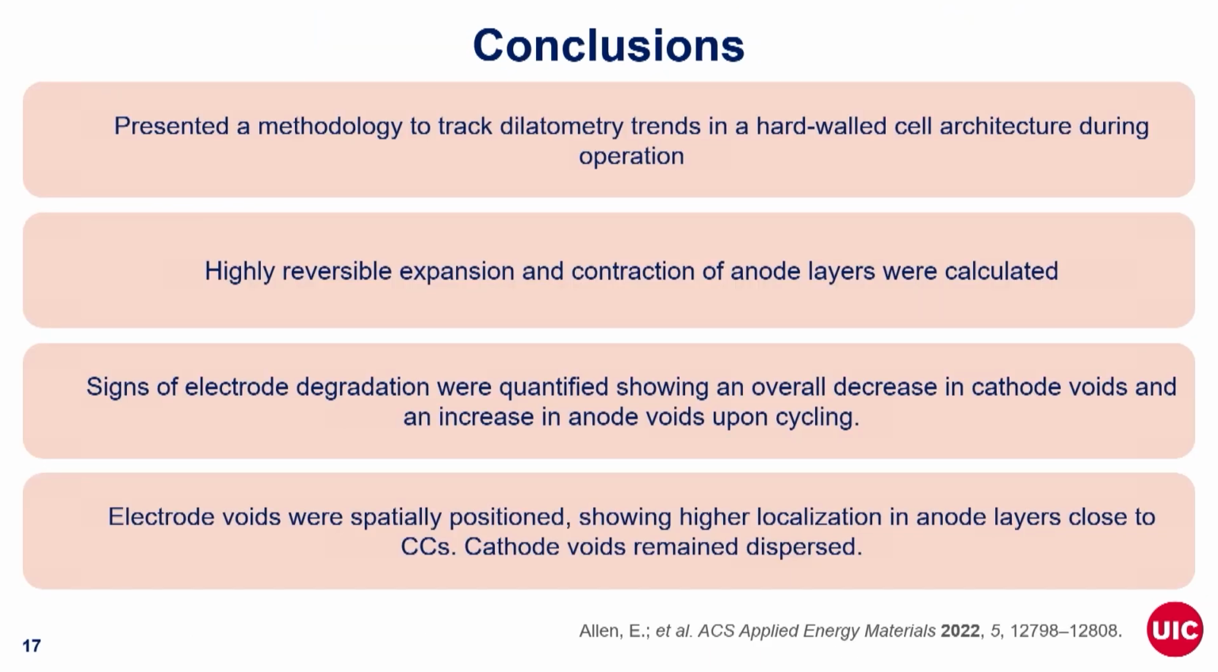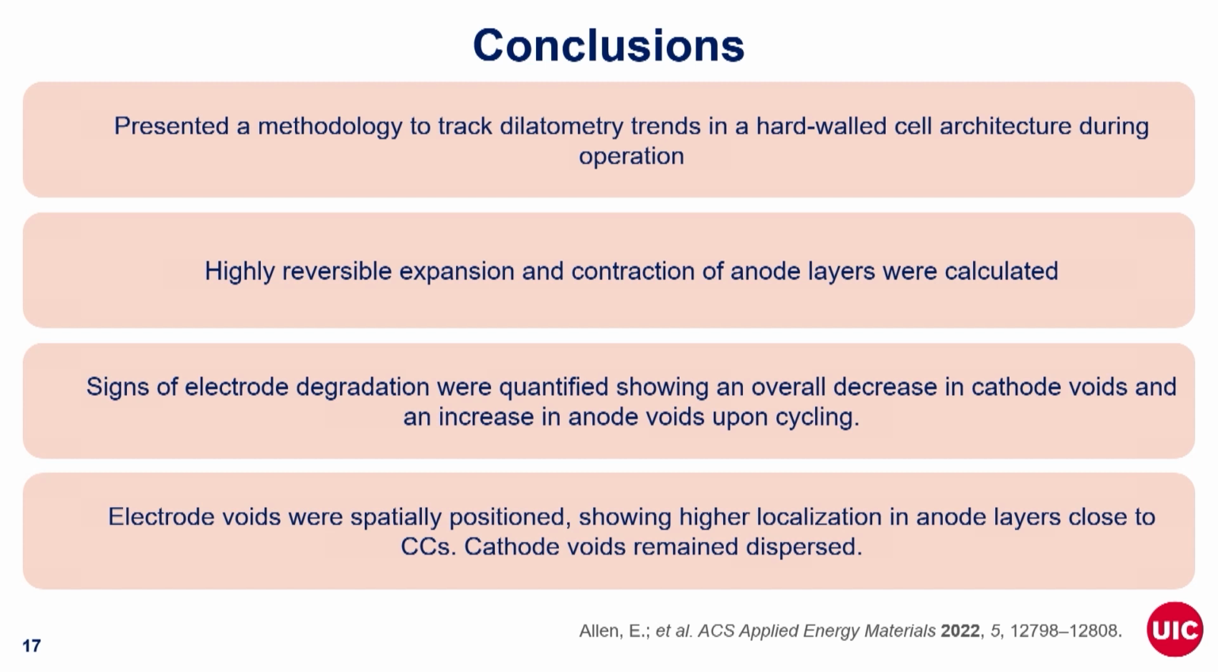So some conclusions. One of the great things that came out of the study is the ability to track these dilatometry trends in a hard-wall cell architecture. So this gives us a lot more freedom than we had previously. So when we're looking at different anode materials like silicon, silicon will expand to a much greater extent than our graphite structure. This is going to be a huge metric when that research moves toward these higher density batteries, such as cylindrical cells. We saw highly reversible expansion contraction of anode layers.